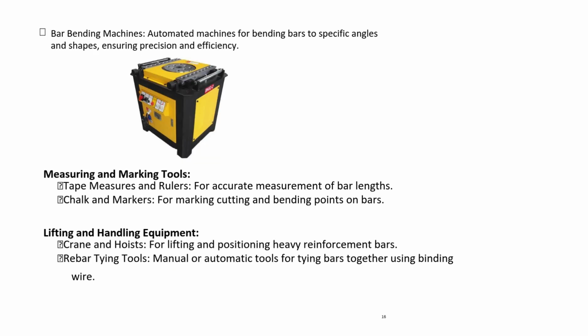Here are more essential tools used in steel reinforcement work: bar bending machines. Automatic machines that bend bars to exact angles, fast and accurate. Measuring tools. Tape measures and rulers for correct bar lengths. Chalk and markers help mark where to cut or bend. Handling tools. Cranes and hoists lift heavy steel bars safely. Rebar tying tools tie bars together using binding wire, manually or automatically. Right tools equals better speed, accuracy, and safety on site.